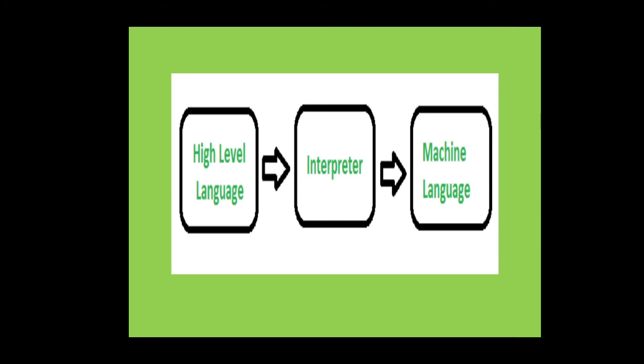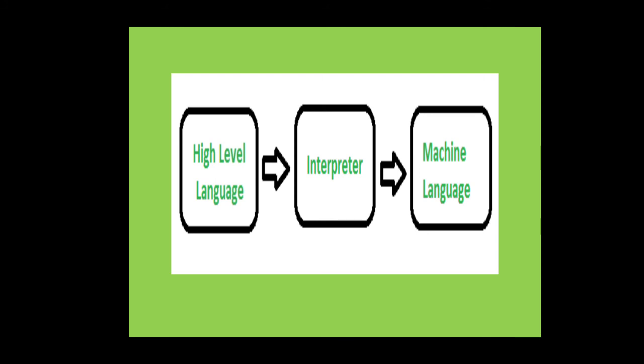If one line is converting into a machine level language, after converting only it will move on to the next line. If there is any error in that particular line, the error should be cleared then and there. So this is called interpreter.